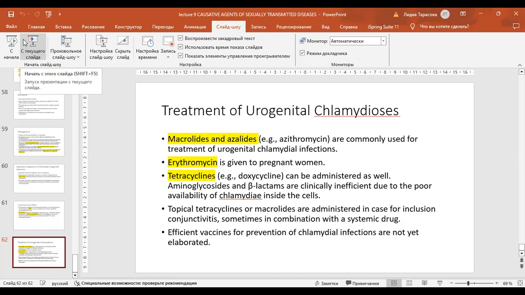Efficient vaccines for prevention of chlamydial infection are not yet elaborated.